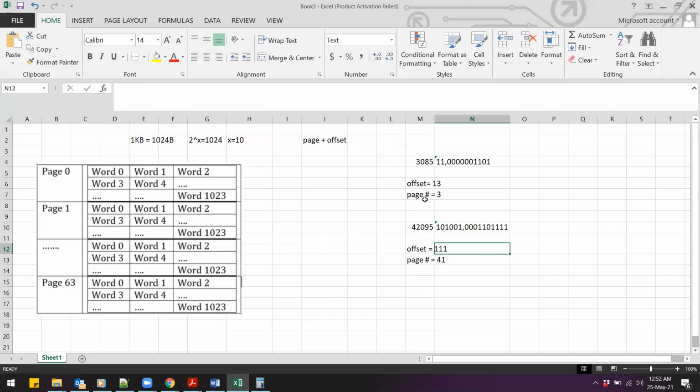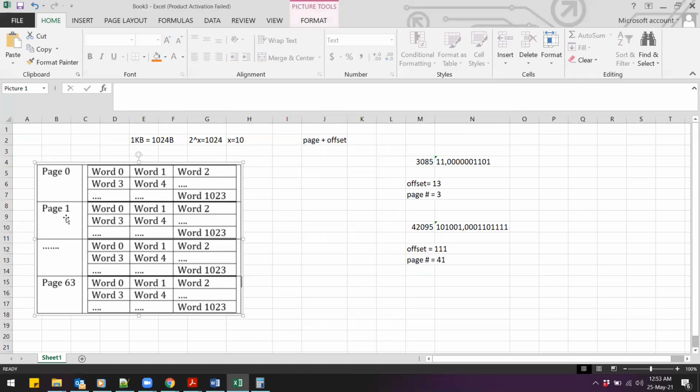What this offset and page numbers mean is if we were to go into the memory and get some data, then our data would be in, for this particular address, page number 3. So we'll go to page number 3. So page 0, page 1, page 2, we go to page number 3. And then we'll go to offset 13. So we'll count 13 from there. So 0, 1, 2, 3, 4, and so on up till 13. That means whatever data we are looking for is located in that particular block.